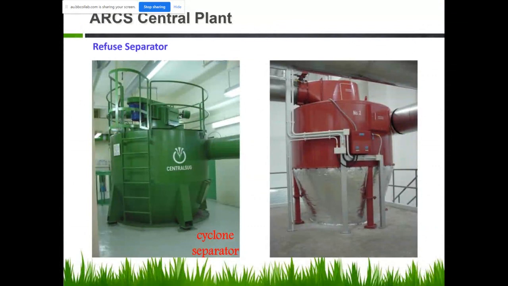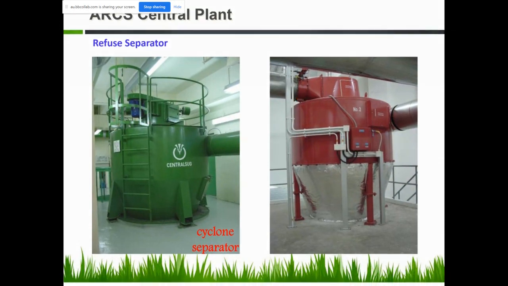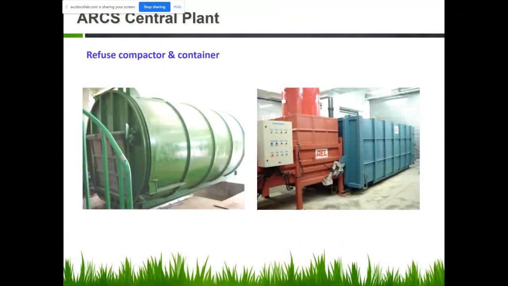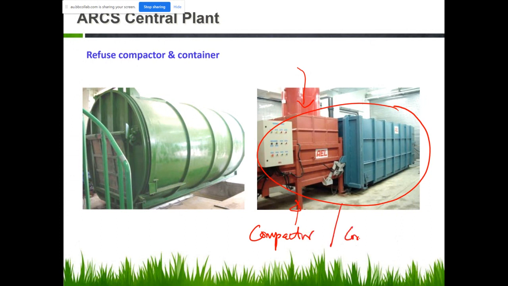Now, this is the separator. This is the actual size of the separator. For example, the trash will be moving in this direction, and afterwards saved in this container. So this is about the refuse compactor and the container. This is the compactor and container, and this one comes from the separator.